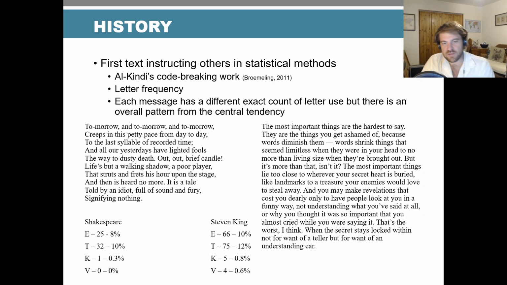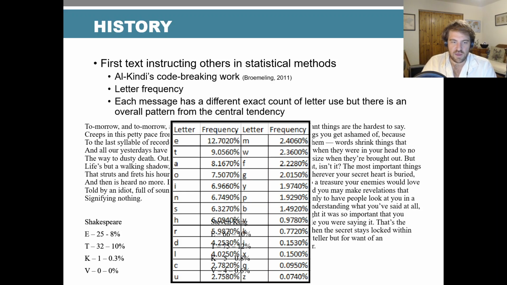And it just so happens that people have done this with a whole bunch of different English texts. We're going to look just at the English language right now. Obviously, Al-Kindi was not studying English. But this is our modern alphabet. This is how often these things occur. So E, 12.5 to 13% of the text is made up of E's. 9% is T's. Blah, blah, blah.